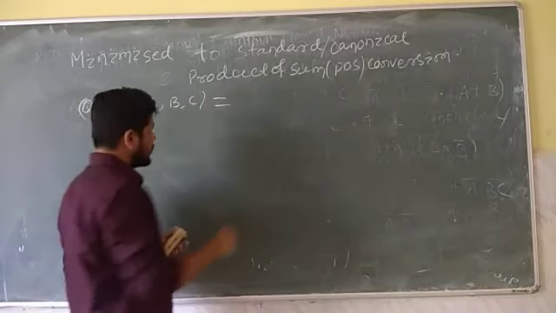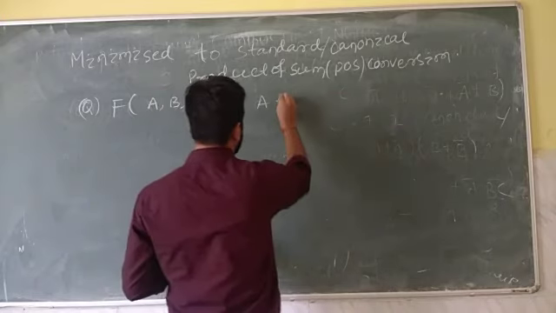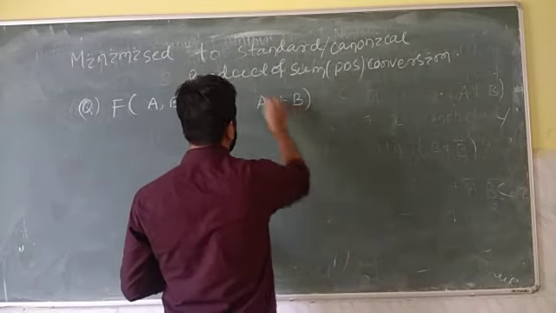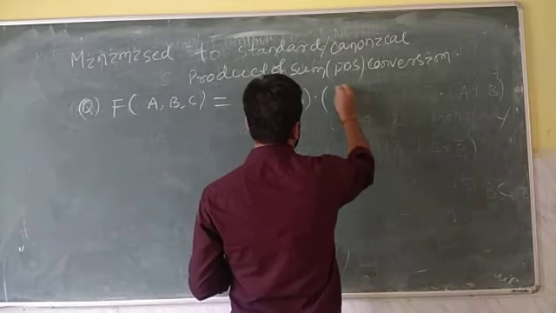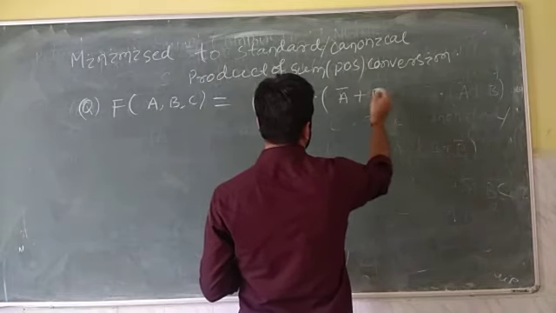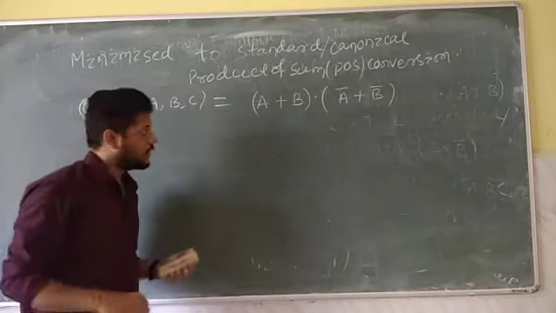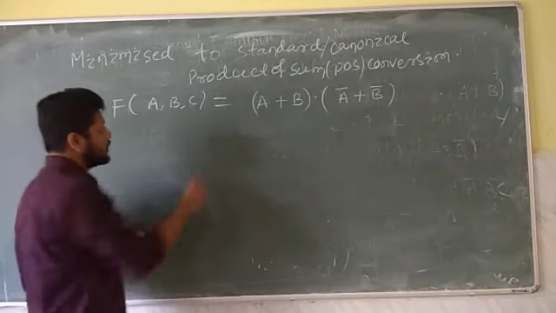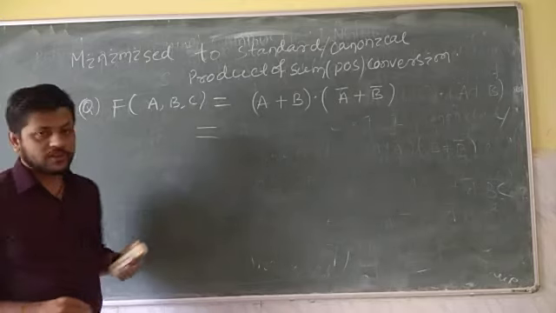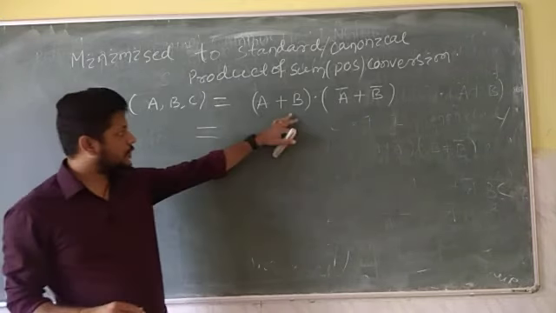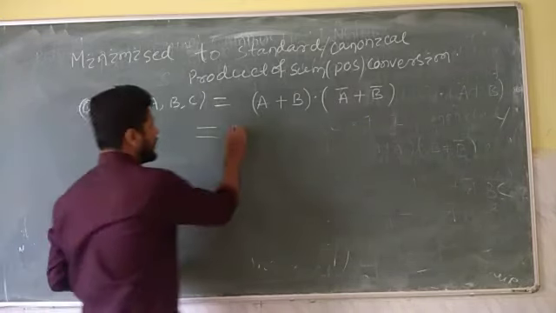So next is, here they have given you a or b and a bar or b bar. So a or b and a bar or b bar. So how to write this? So we can see here what term is missing here. First, in product of sum or max term, the c variable is missing. So how to write that?